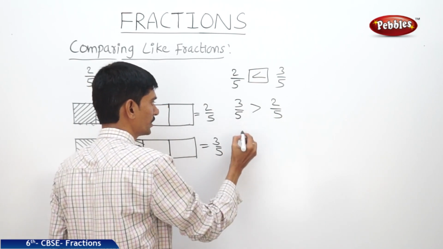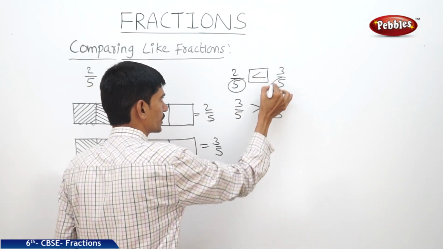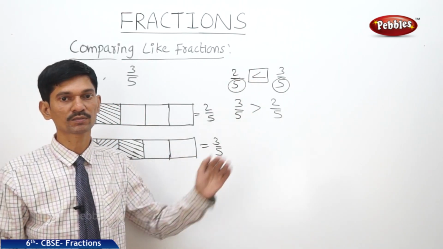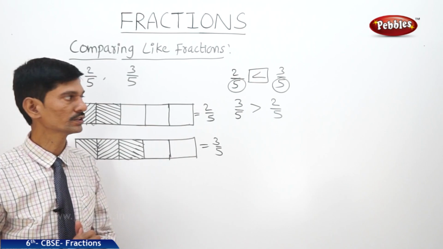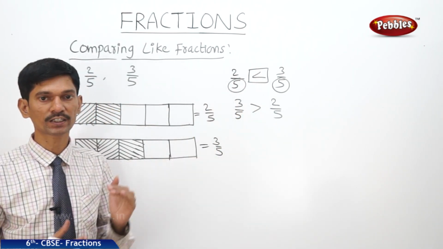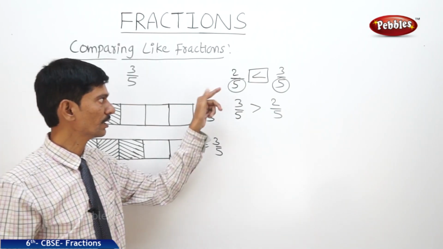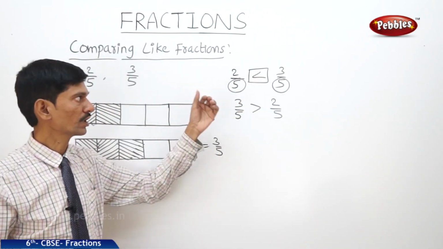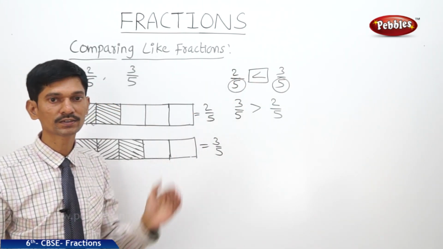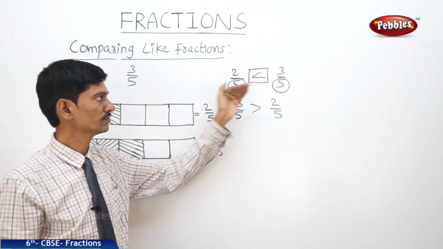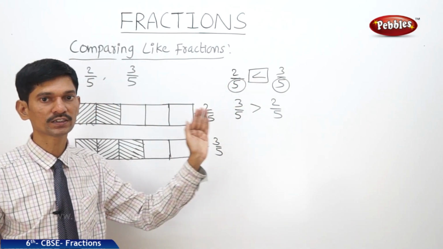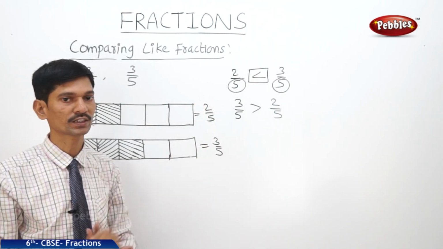So when the denominators are equal, then we can just compare the numerators, then we can put the less than symbol or greater than symbol or equal to symbol. So when the denominators are equal, means when the given fractions are like fractions, then the fraction with lesser numerator is less than the fraction with greater numerator, or the fraction with greater numerator is greater than the fraction with lesser numerator.